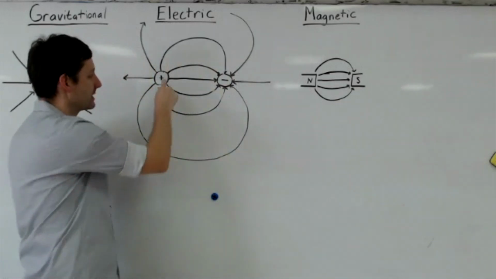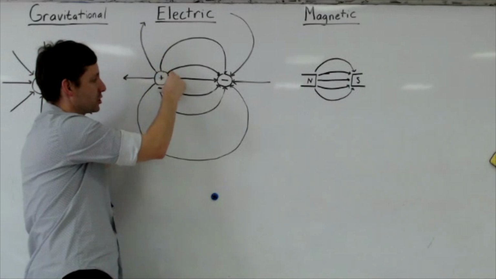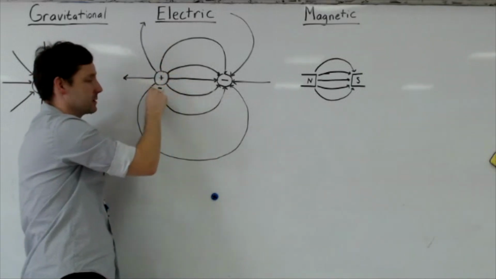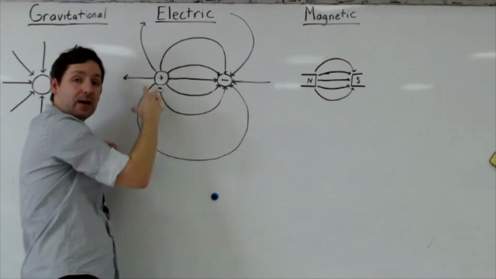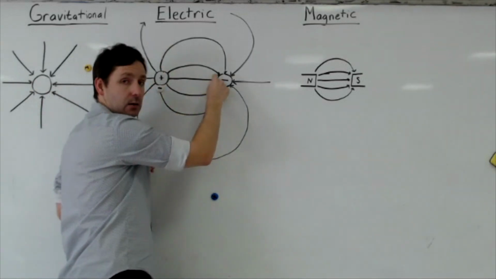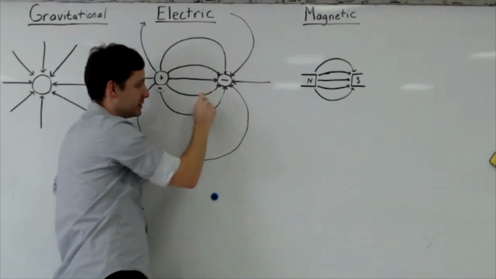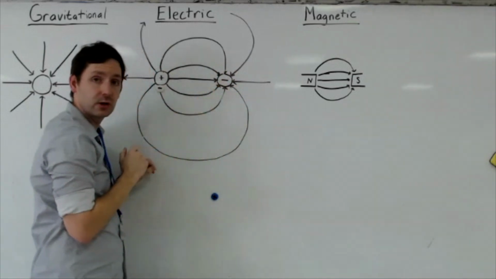All right, notice again, much like our gravitational field lines, when I'm closer to the object, the field lines are closer together, which means I'm going to have a stronger force there. When I get close to this guy, the field lines are very strong over here, which means you're going to have a stronger force over here.